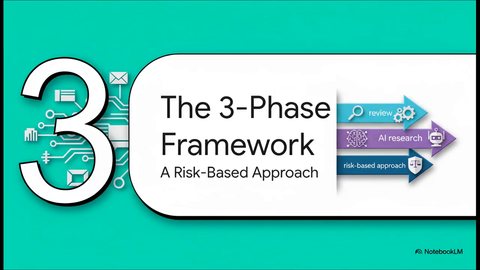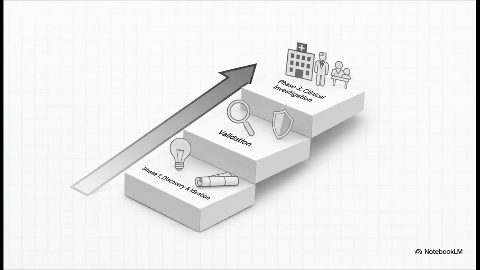Okay, so we've laid out the problem and we know when we need to step in. So, how do we actually do the review? Well, the solution is a structured, risk-based approach that we're going to call the 3-phase AI framework. This approach breaks the whole AI lifecycle into 3 clear stages. You start with phase 1, which is discovery, then you move to phase 2, validation, and it all leads up to phase 3, the clinical investigation.